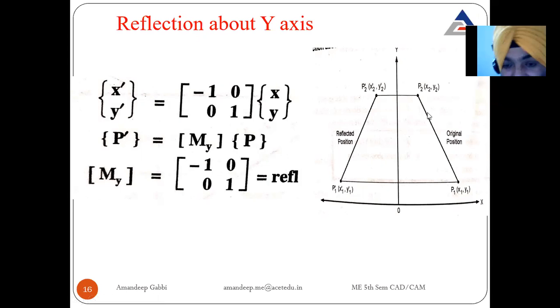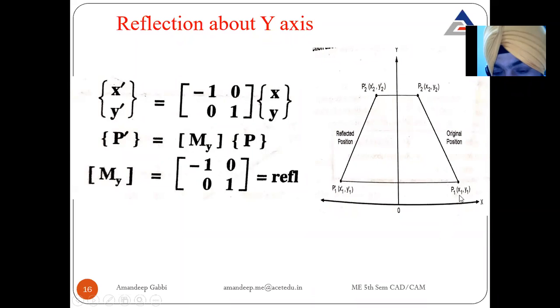I hope you are able to see what is displayed on the screen. Now you can see that on the right side of the y axis, x is positive, and on the left hand side of this y axis, x is negative, right? But y is 1, 2, 3, 4, 5, 6, 7, 8, 9, 10. Both y2 and y2 dash are same. If its value is 6 over here, it is 6 over here also. Similarly, if it is 1 over here, it is again 1 over here.